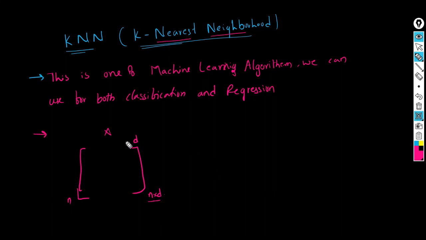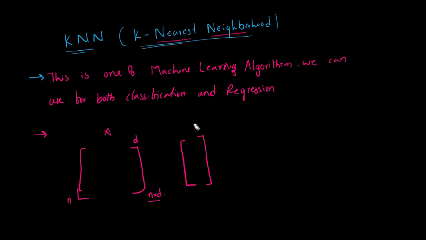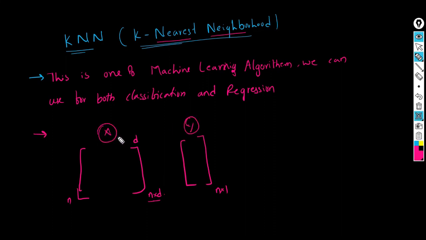It's the independent feature, and the dependent feature is y. Here also we have n number of rows, and based on the class the dimensionality is different. Generally we will consider it as 1. This is the representation of the independent and dependent variables.